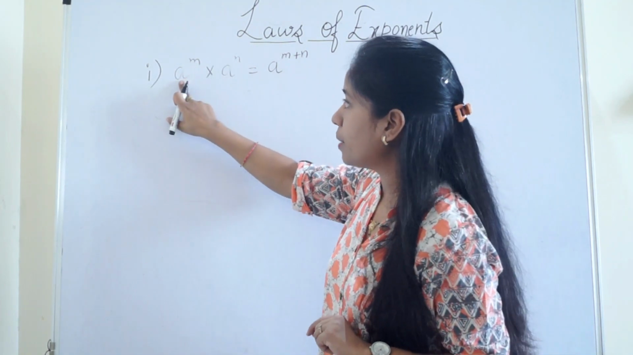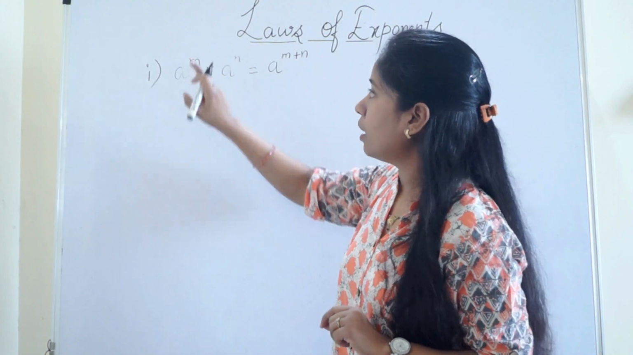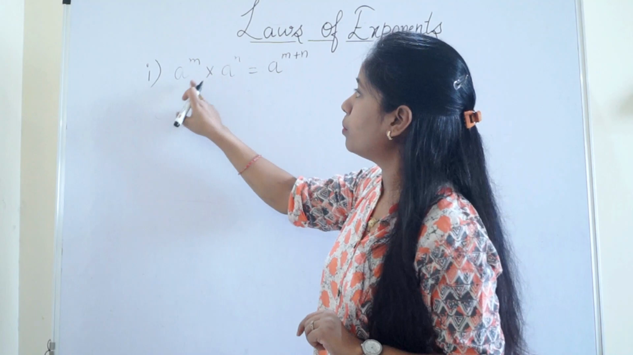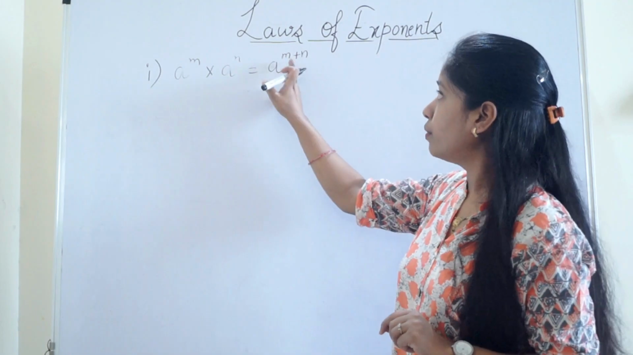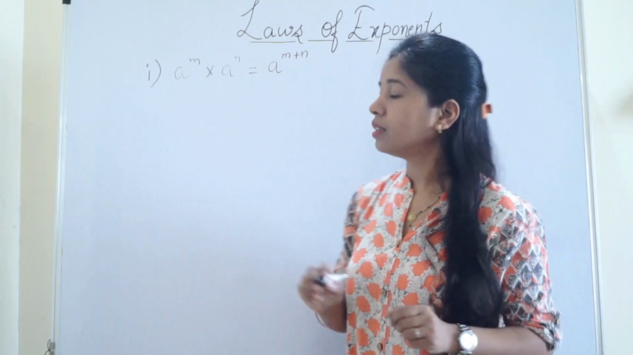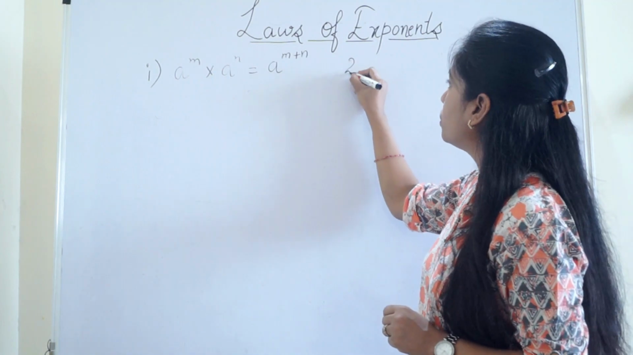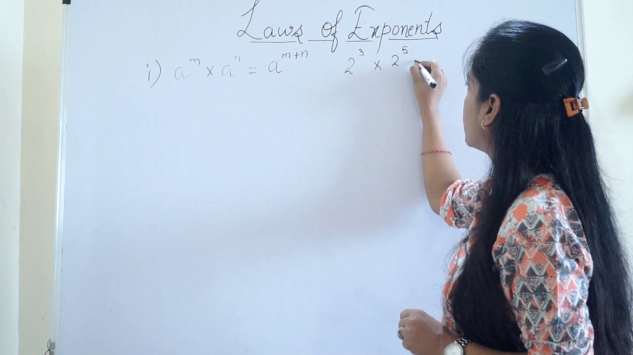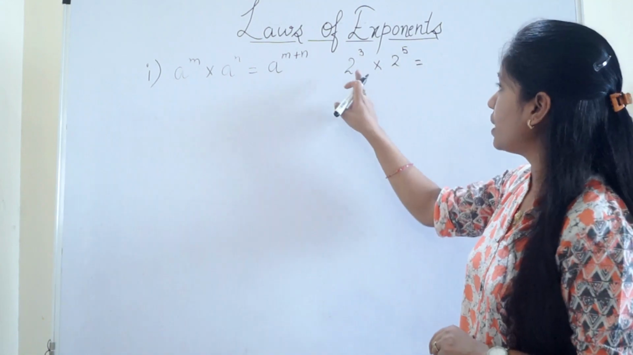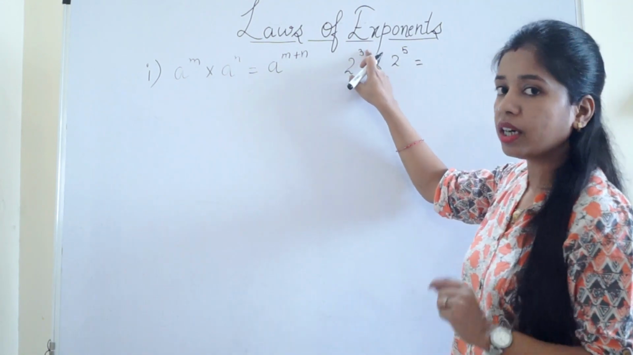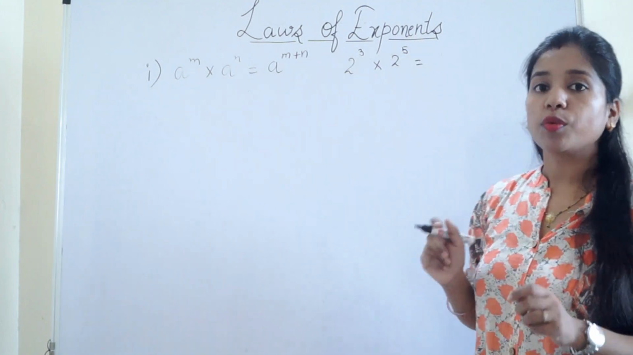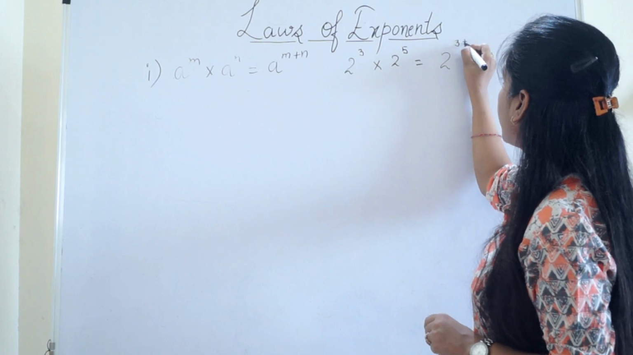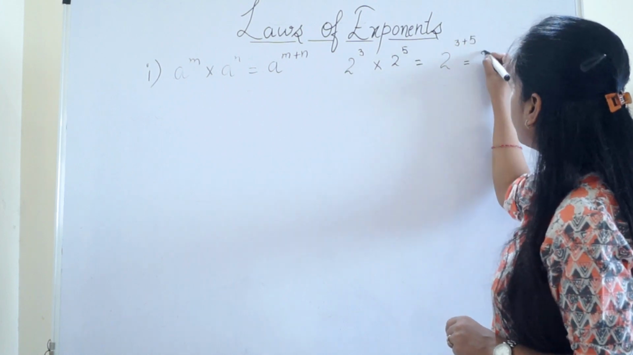Now suppose there is a base a having power m and base a having power n, and they are in multiplication, so the power will get added. For example, suppose I am having 2 to the power 3 and 2 to the power 5. So what will happen here? We are having base 2 and the powers are 3 and 5. So what we will do here? We will just add the powers. So 3 plus 5, which is equal to 2 to the power 8.